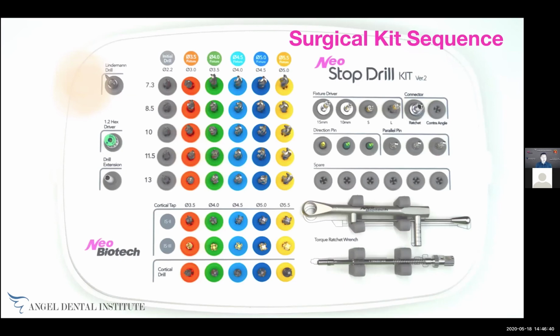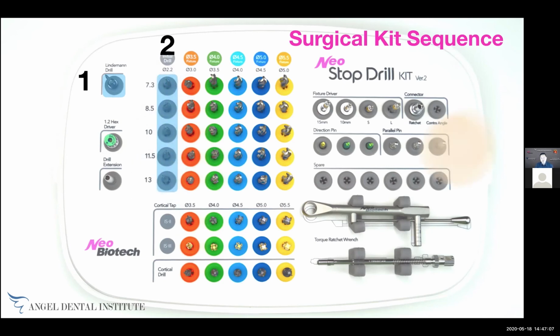So you start with the Lindemann drill, which is here, to initiate the osteotomy. The main thing is to get through the cortical plate. After you do that, you go to the initial drill, the 2.2 drill, and you go to the depth that you want. So if it's a 10 millimeter final implant, you go 2.2 to 10, and you use that first.